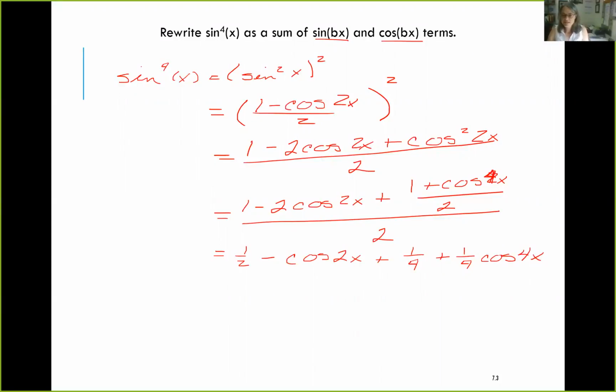Okay, let's pull these together. And we're going to have 2/4 plus 1/4, that's 3/4, minus cosine 2x plus cosine 4x. You get the idea. Just apply these identities. There's an example just like this one in your textbook.